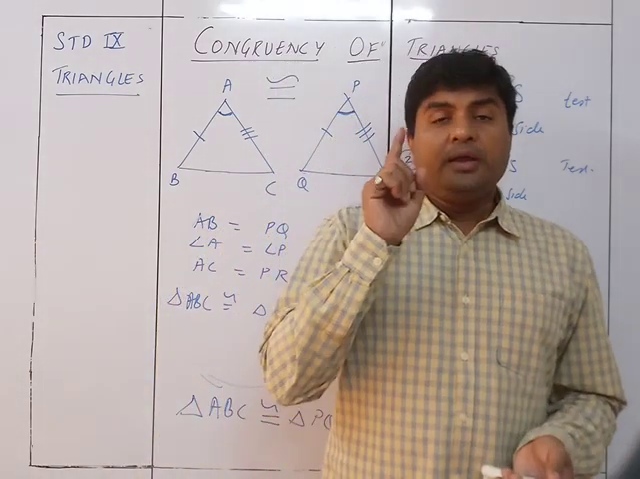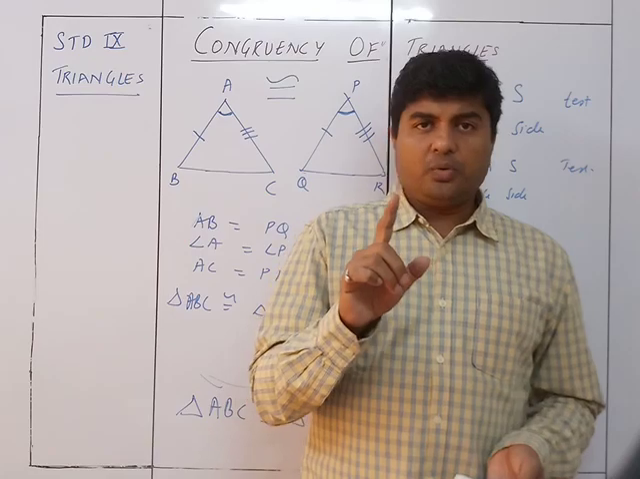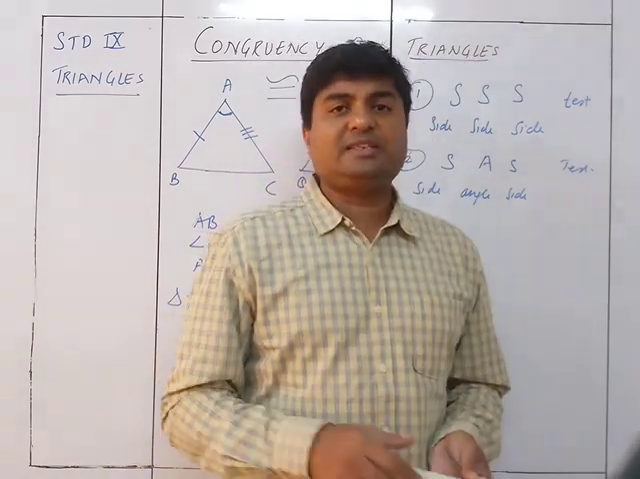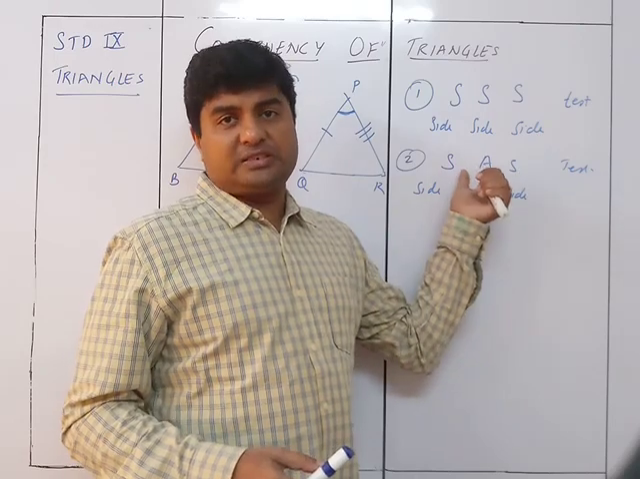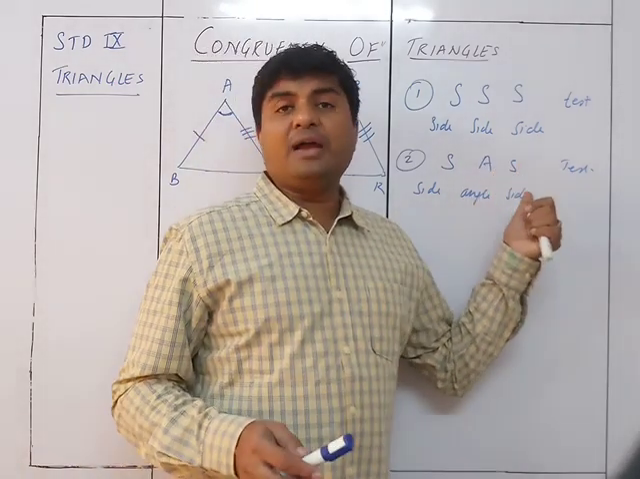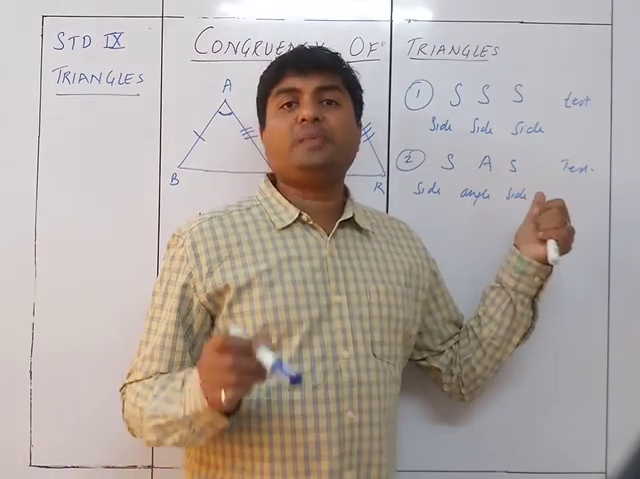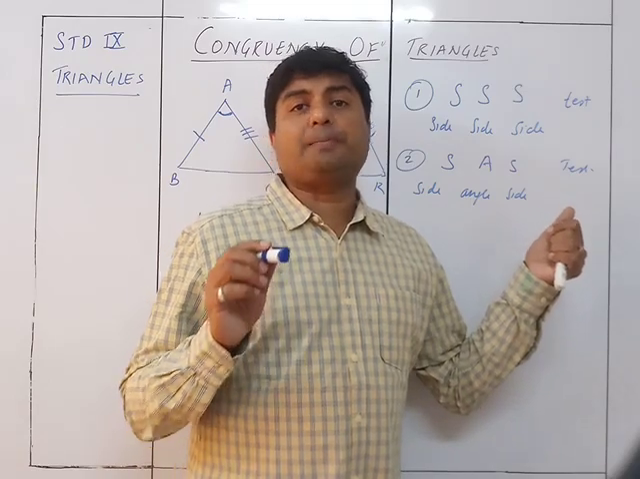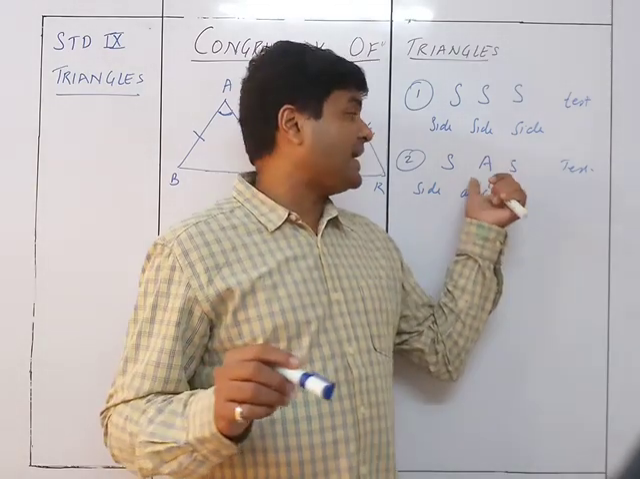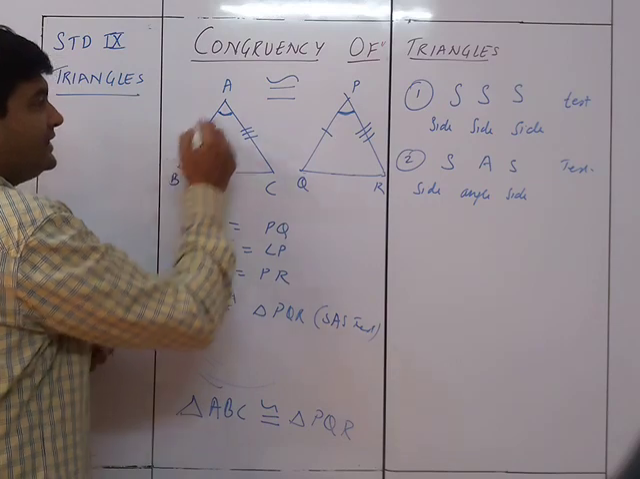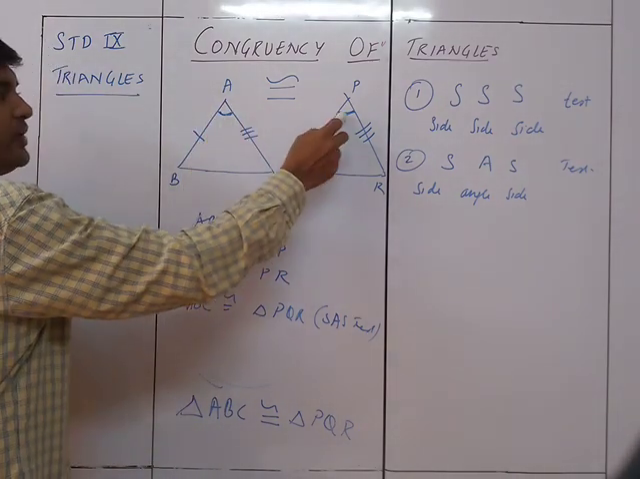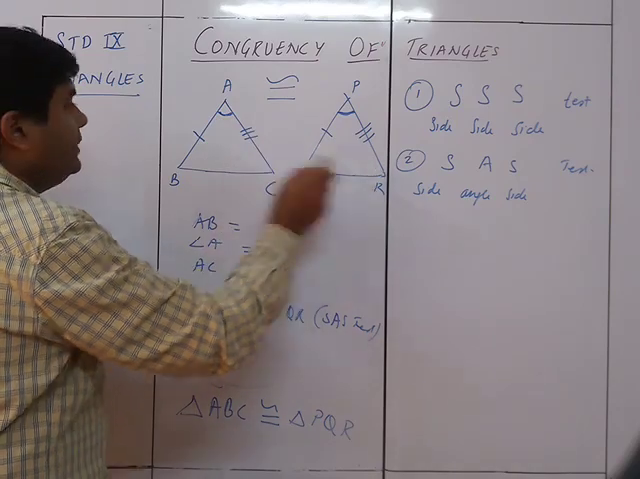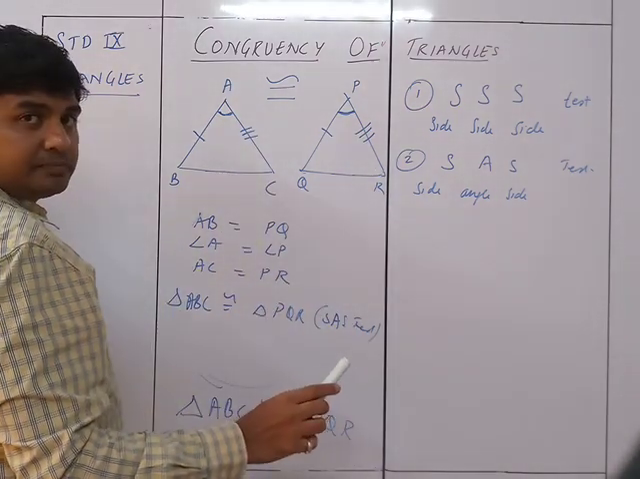Very important: when I am saying the SAS test, I see that A comes in between the 2 S. That means the angle which is equal should always be the angle which is subtended by the 2 sides. See, this side and this side are making this angle. So it should be this angle which is equal to this angle. If some other angle is equal, it is not the SAS test.